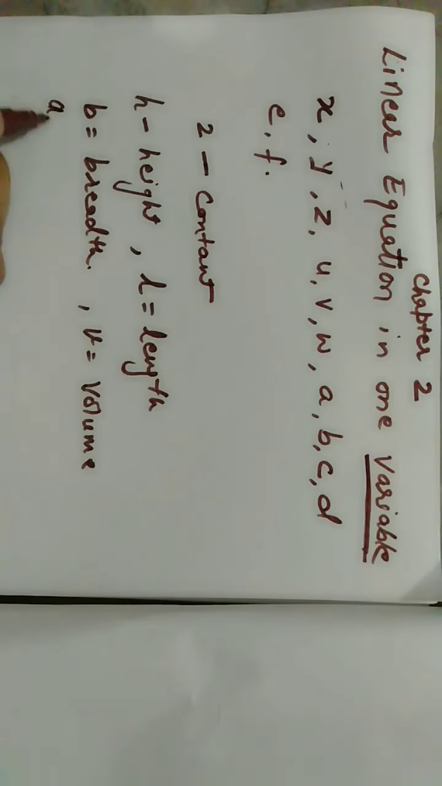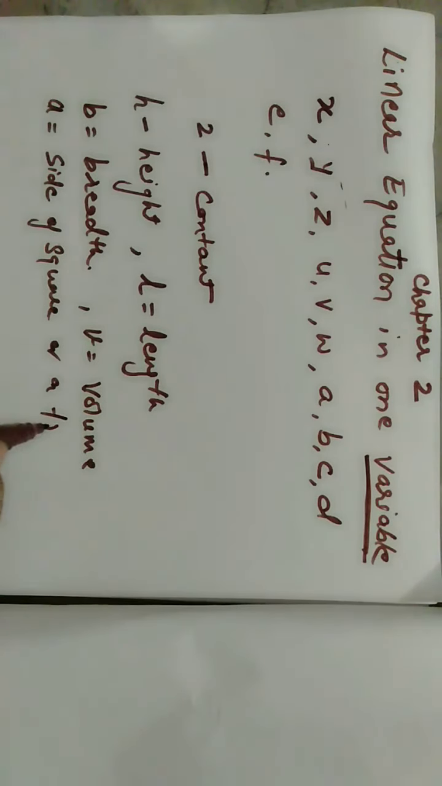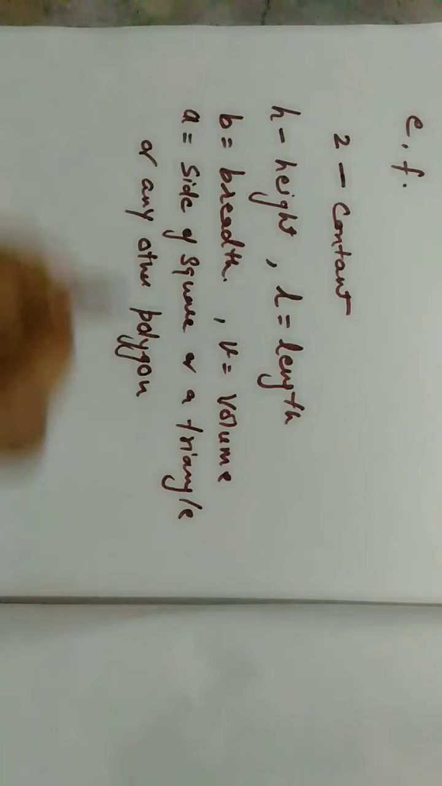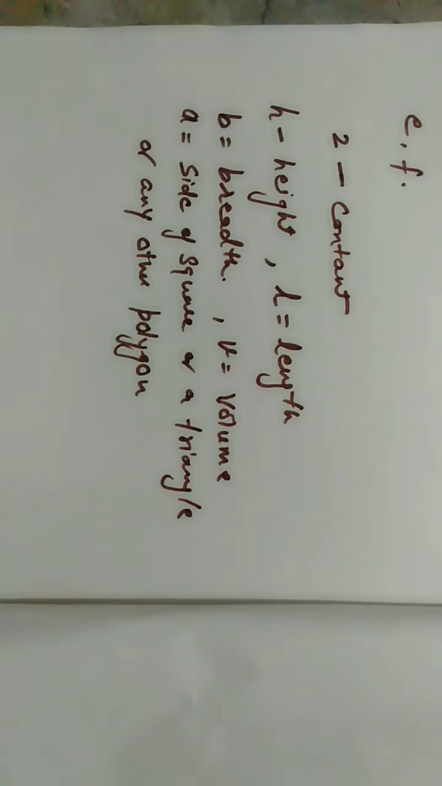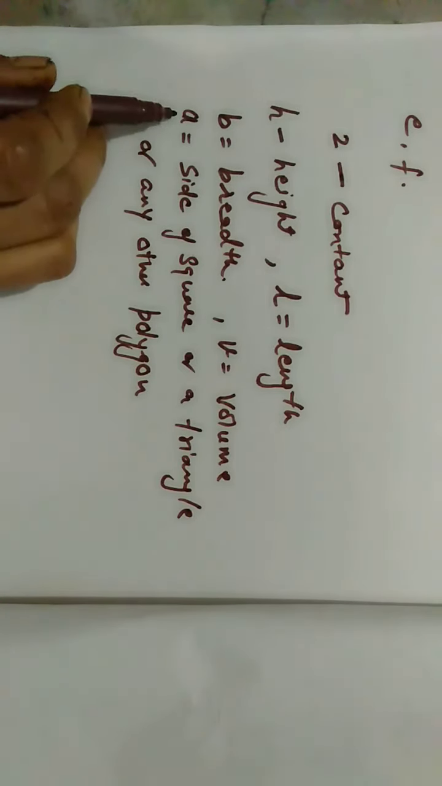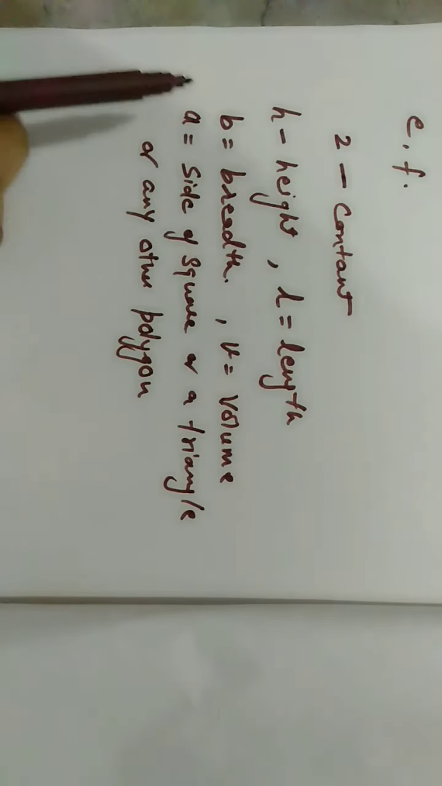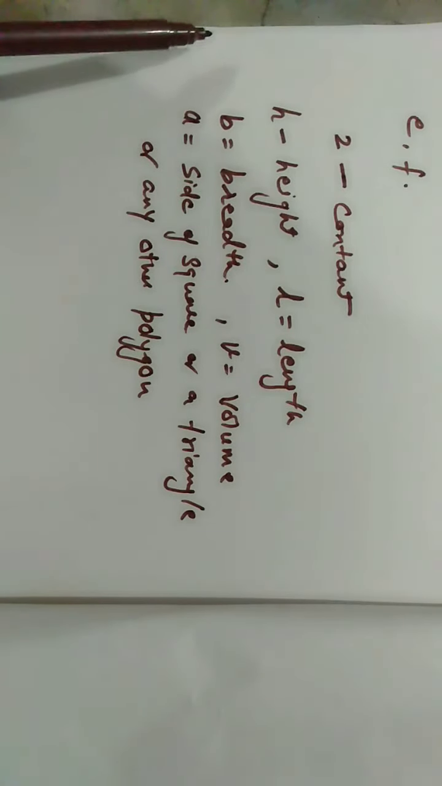A is representing the side of a square or a triangle, or for any other polygon, this side is represented by A. You can have a cuboid where the sides are given by A, B and C, or L, B, H. Side of a square is taken as A. So these are some of the variables which are representing particular things, and the constant remains the constant.